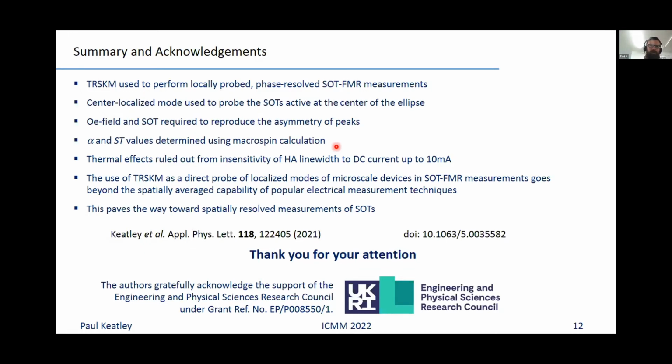So the use of time-resolved scanning Kerr microscopy as a direct probe of localized modes in microscale devices goes beyond the spatially averaged capability of popular electrical measurements and paves the way towards spatially resolved measurements of spin-orbit torques. So with that, I thank you for your attention and welcome any questions.